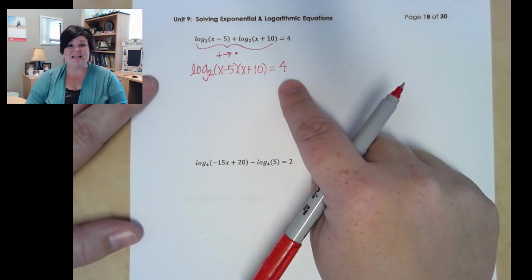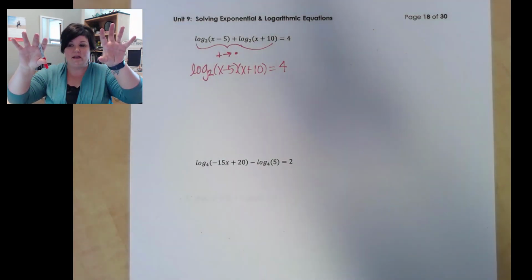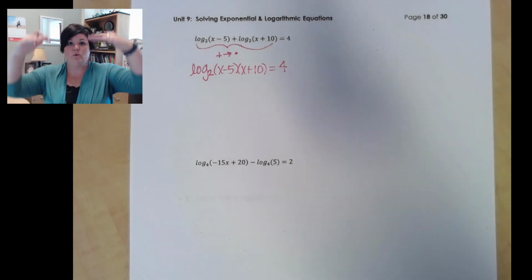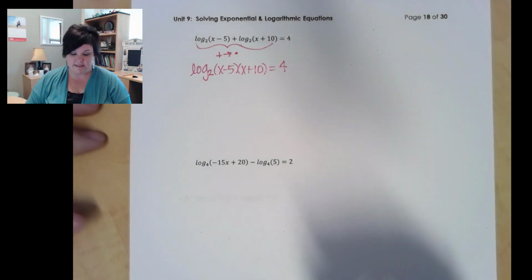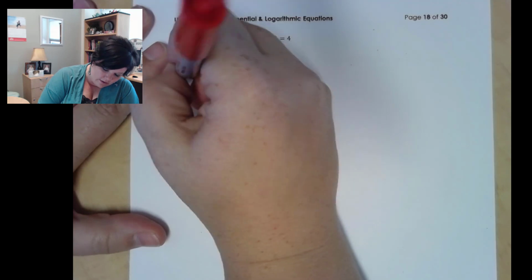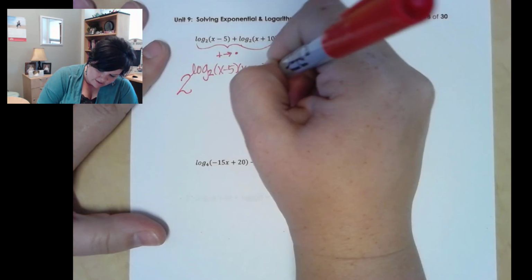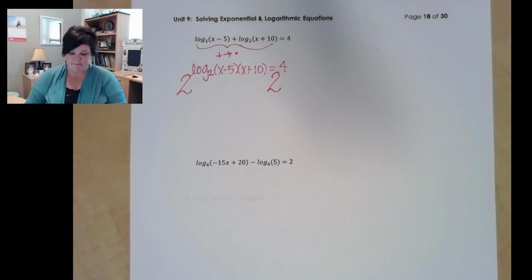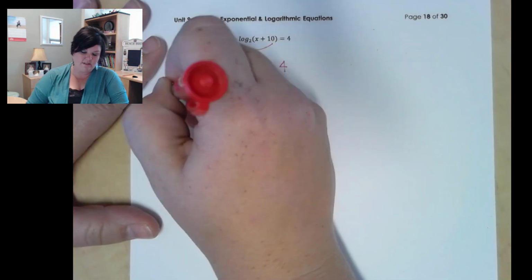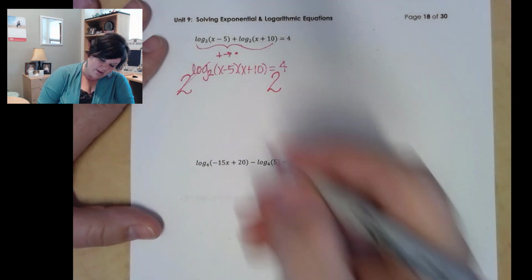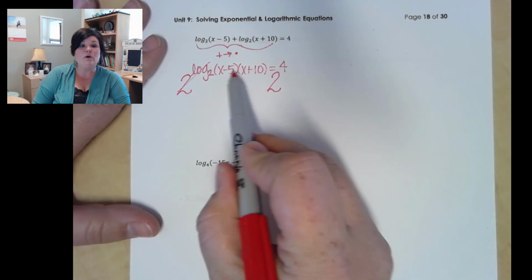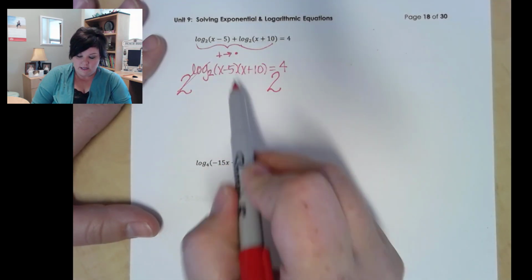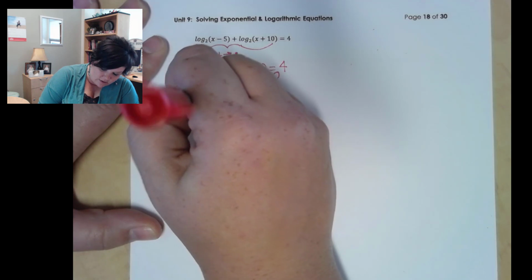Now that I have just one log term here, I can get rid of this log base 2. I'm going to use exponential base 2 and put it in on both sides so that my equation moves up to the exponent. I'm just going to write it in here. Big exponential base 2. So my 2 and my log base 2 cancel. I'm left with these two quantities, and I'm going to multiply them out. x times x gives me x squared.